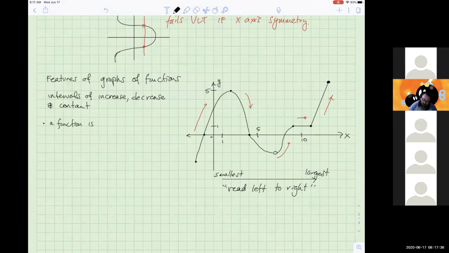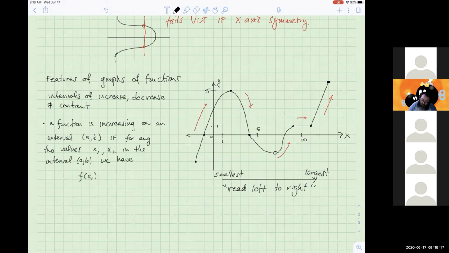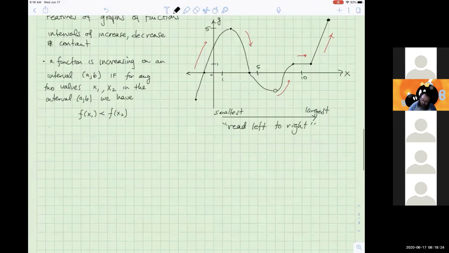A function is increasing on an interval a to b, open interval a to b, if for any two values x1 and x2 in the interval a to b, we have f of x1 is less than f of x2 whenever x1 is less than x2.